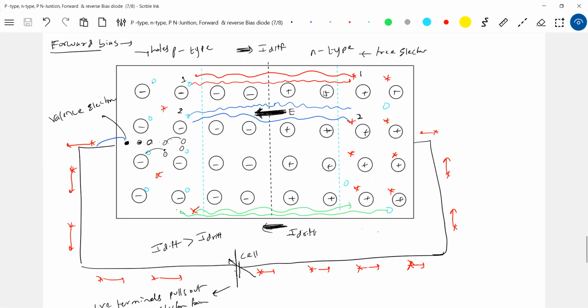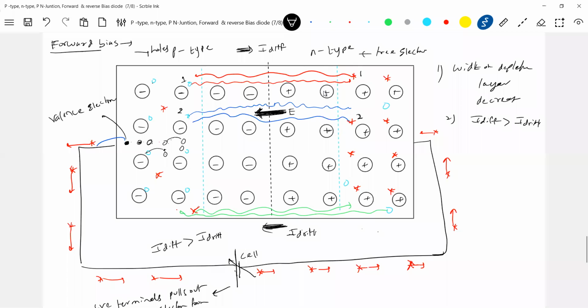So in forward bias, which current will be more? Diffusion current greater than drift current. And the width of the depletion layer decreases. This is something very important. The width of the depletion layer decreases, this is one thing. Then I diffusion is greater than I drift. So this forward bias will permit the flow of majority carriers. Forward bias will permit more majority carriers to pass through it.